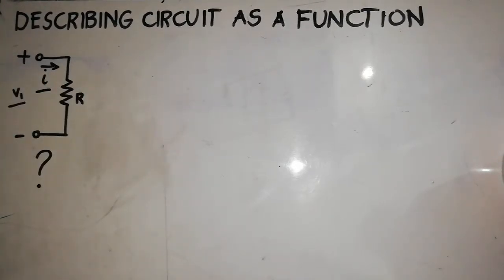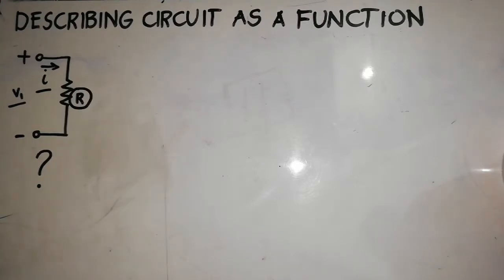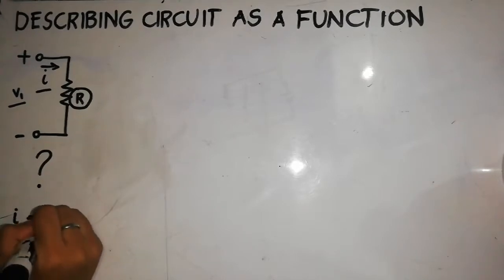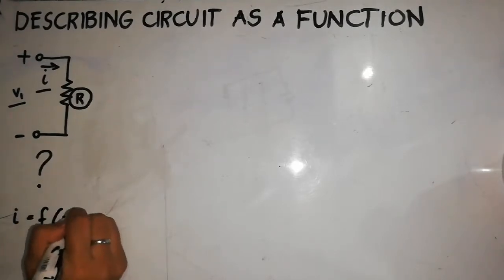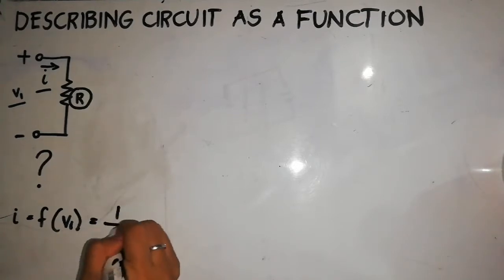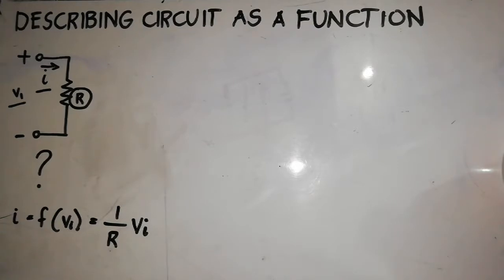The input voltage is applied to the two small circles. The function itself comes from the resistor by means of Ohm's law. The output of our function will be the current I measured by some not shown current meter. Written as a function, our resistor is I equals the function of V sub I, which is also equal to 1 over R multiplied by V sub I.